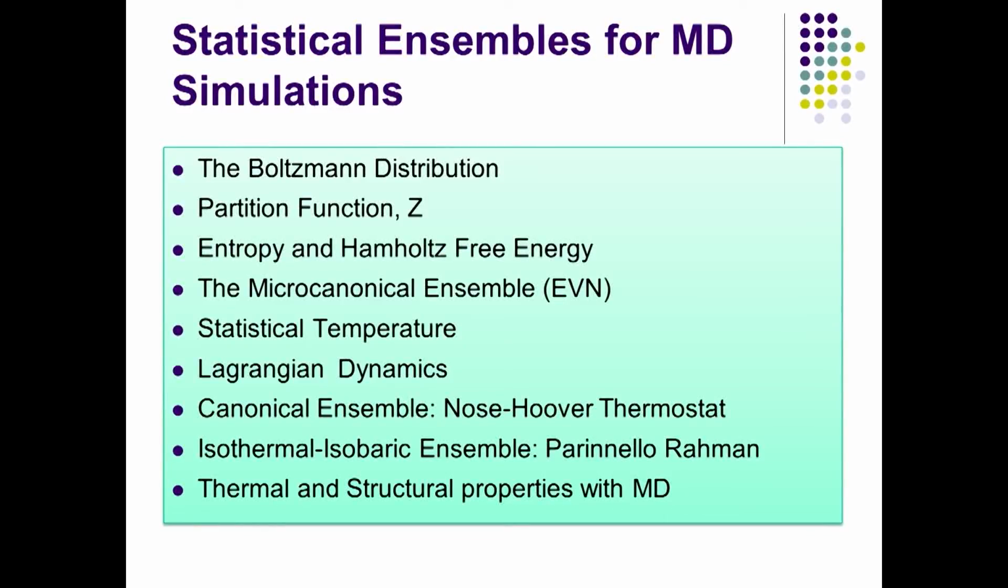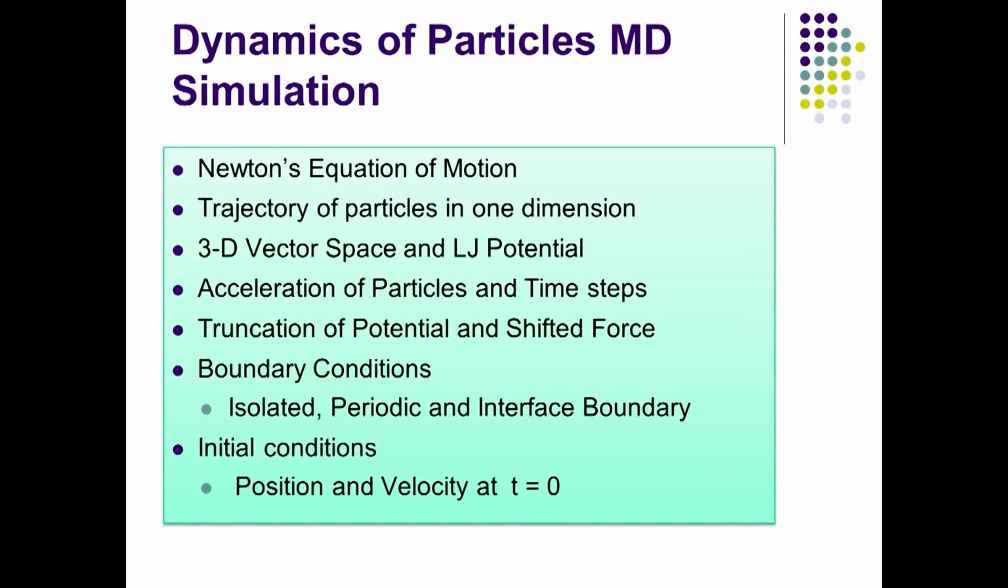We also looked at how we can apply different ensembles, like the microcanonical ensemble, where energy is constant. We can use the canonical ensemble, where temperature is constant, or the isothermal-isobaric ensemble, where temperature and pressure are constant, and we can also do the grand canonical ensemble, where the chemical potential, or the chemical composition, is constant. So, we can also look in the grand canonical ensemble at different kinds of chemical species and look at chemical reactions.